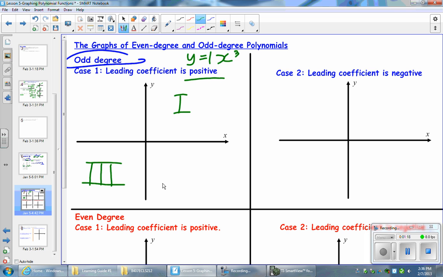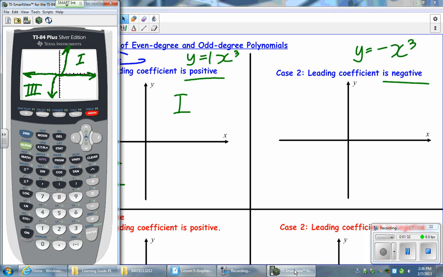Let's look at the next case, where the leading coefficient is negative this time. A polynomial with a negative leading coefficient would be, let's start with negative x cubed. This time go into your calculator and erase what you had in there before. Now you're going to graph y is equal to negative x cubed. So clear whatever you had in there and enter negative x to the power of 3.